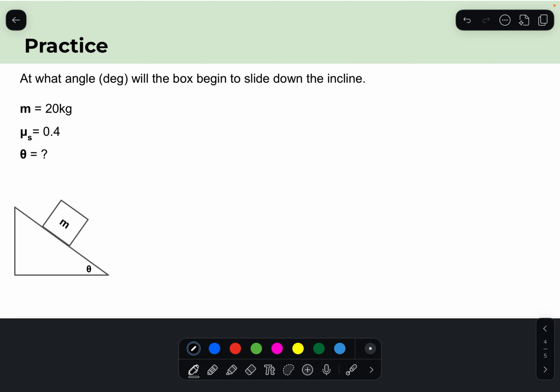So for this problem, same setup, except this time we were asked at what angle will the box begin to slide down the incline. So now we get to figure out where we can optimally place our incline such that the block will not slide. Okay, so same setup. We're going to have a free body diagram.